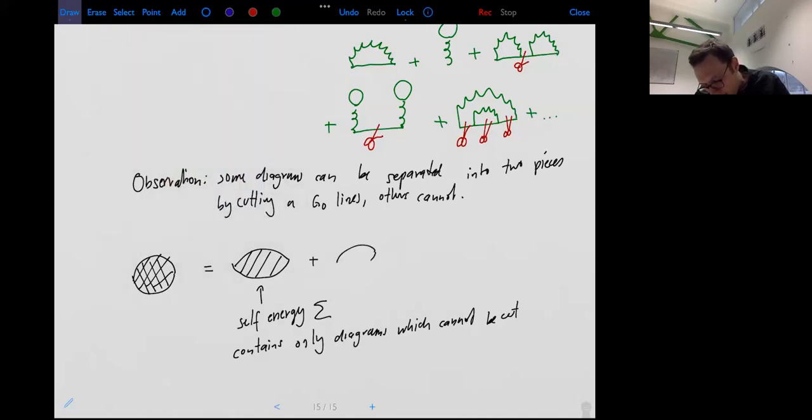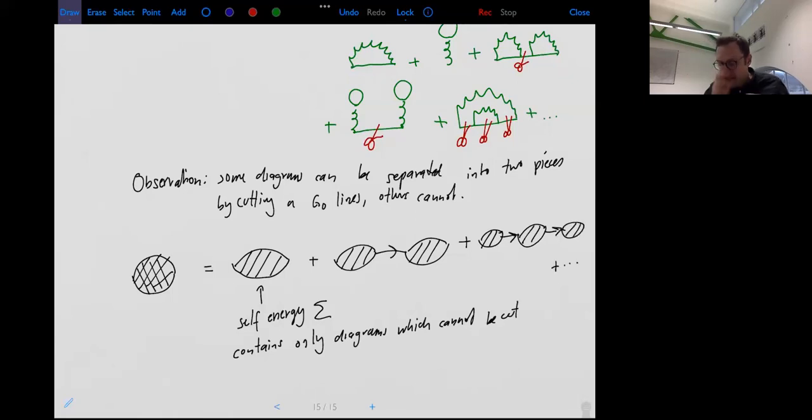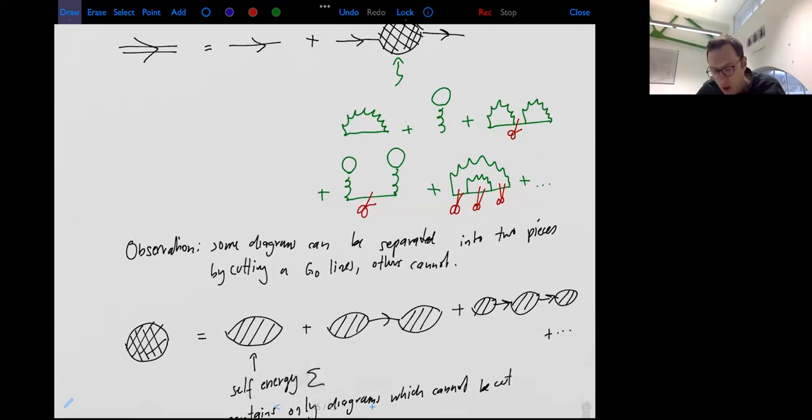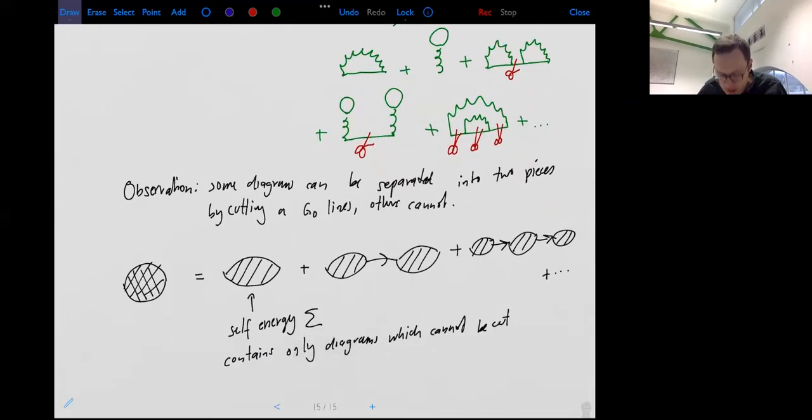Plus, basically, two self-energies connected by Green's function lines, and then the same with three, and so on and so forth. Right. So we can express this bubble that contains all diagrams in terms of this self-energy, which only connects the diagrams that cannot be cut, and a G0 line. Okay, so again, we're revealing a lot of structure.